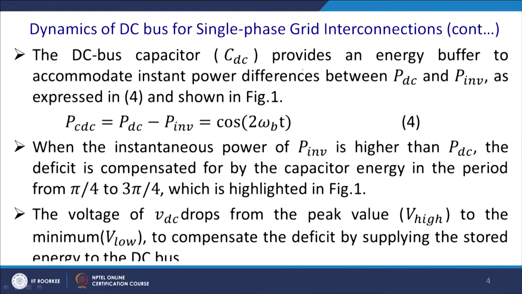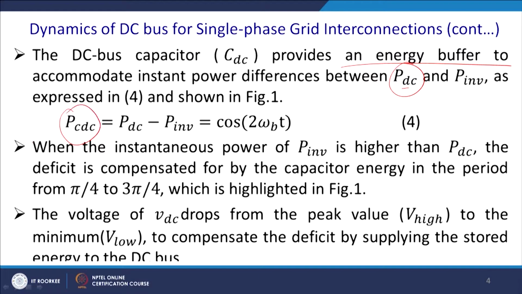And thus the DC capacitor CDC provides an energy buffer to accommodate the instantaneous difference between the PDC and the inverter power. This difference is expressed in the next equation 4 and it can be shown in figure 1. You can refer back to slide number 1 by dragging.